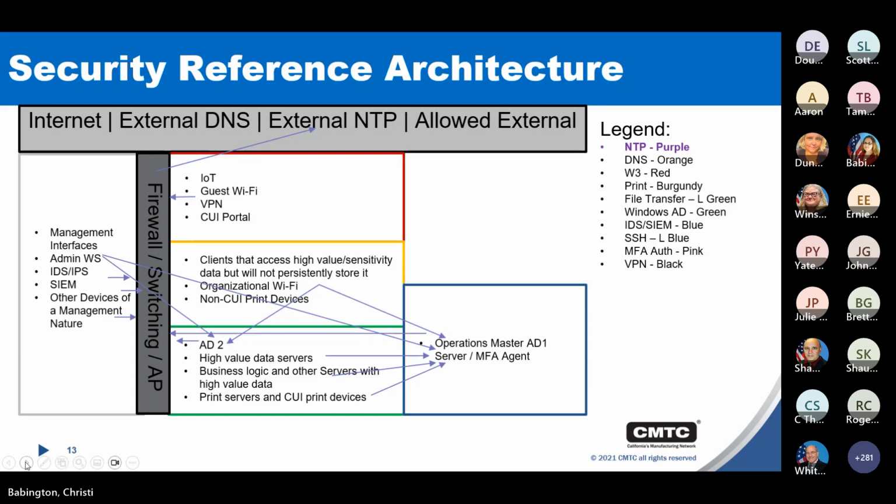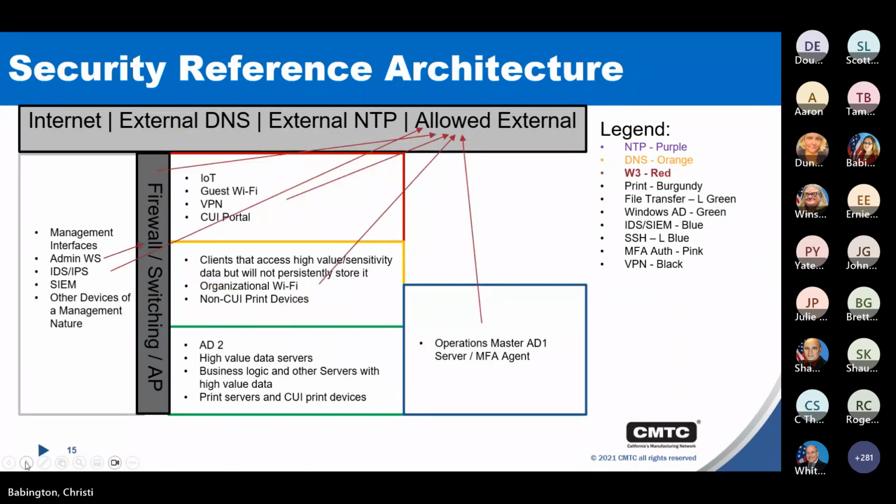Next slide, please. Same thing with DNS. Next slide, please. Web traffic. Notice that red is web traffic. I do that on purpose because that's probably your most destructive path. If you're to get ransomware, it's probably going to come in over port 80 or 443.